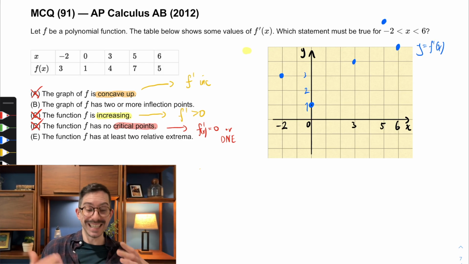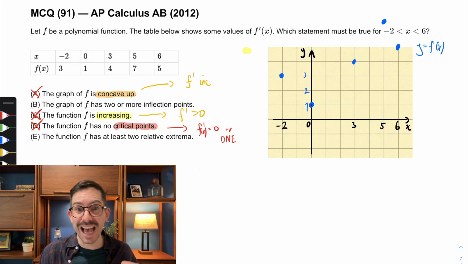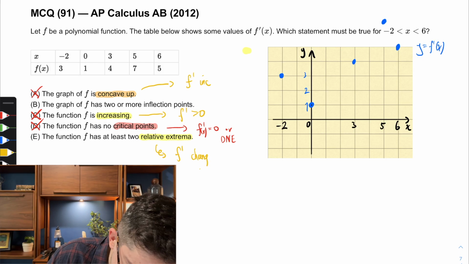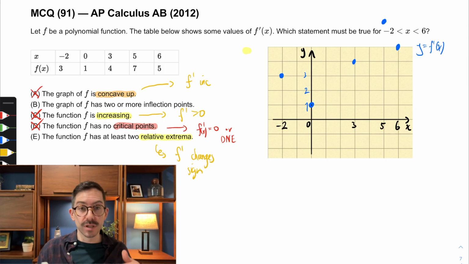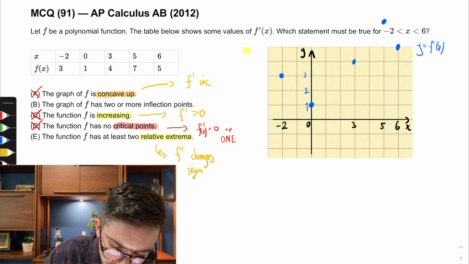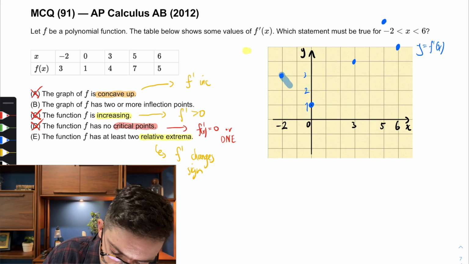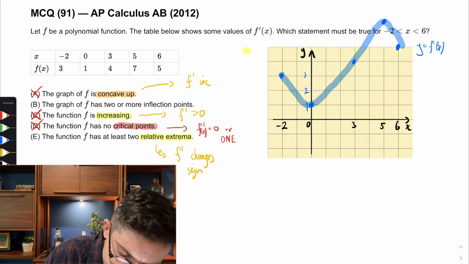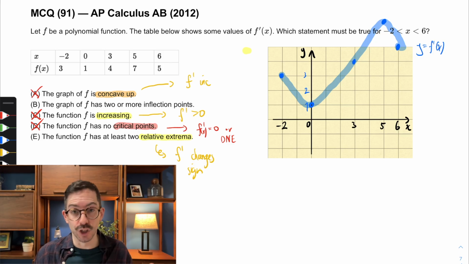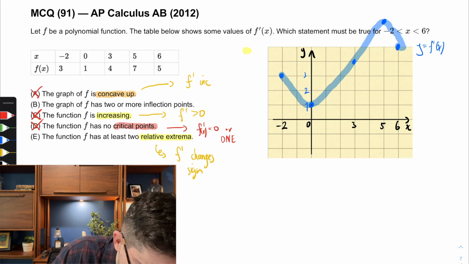Let's now look at answer choice E. It's saying that f has to have at least 2 relative extrema. Relative extrema occur when f prime changes sign, either from positive to negative or from negative to positive. Does that need to happen for an f prime that travels through these 5 points? No. I could have an f prime that happily hits these 5 points, but stays entirely above the x-axis, stays entirely positive, never changes sign, and so f might have 0 relative extrema. So answer E cannot be true.